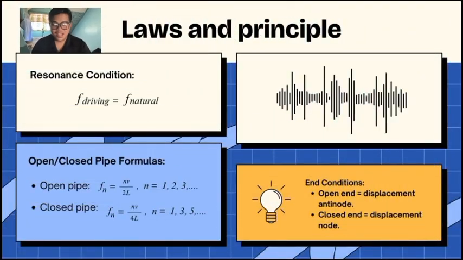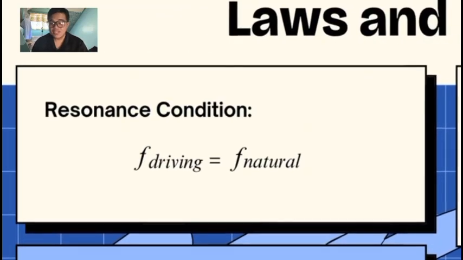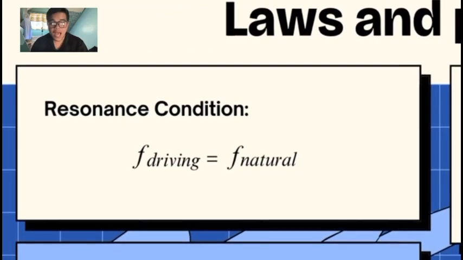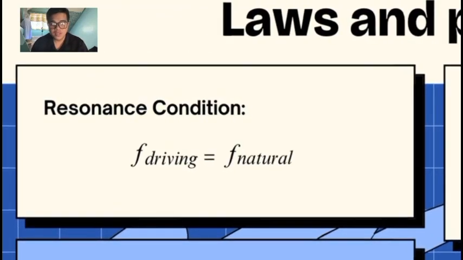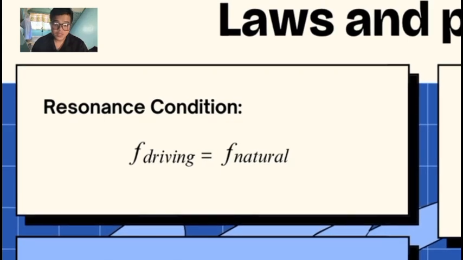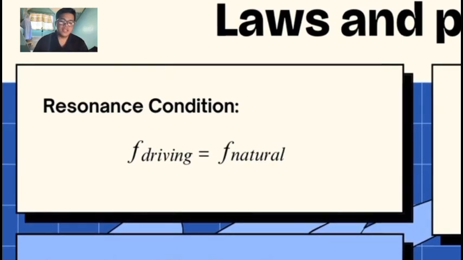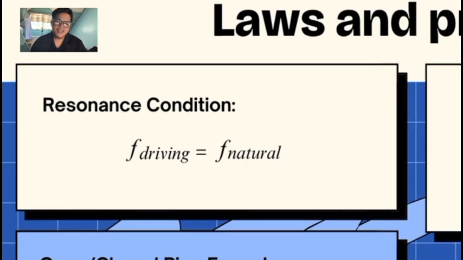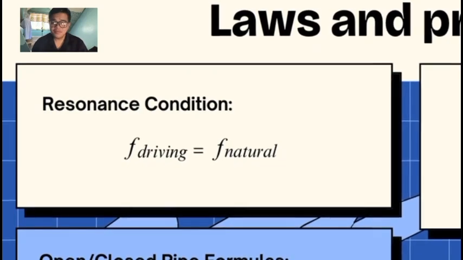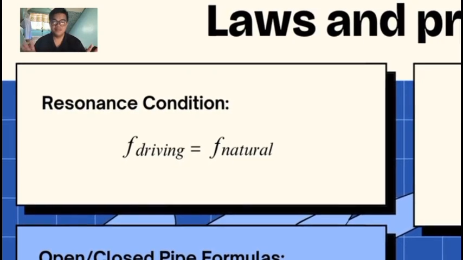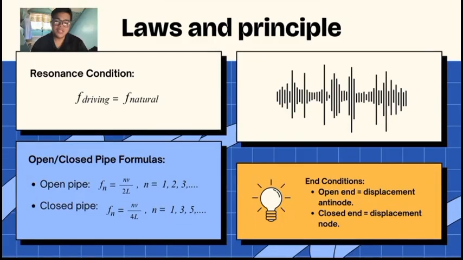Now, we have the laws and principles. The resonance condition says that maximum sound happens when the driving frequency equals the natural frequency. So basically, in music, it's just like hitting the right note on a violin string. But I don't play violin. So it vibrates beautifully because the bow is matching the string's natural frequency.